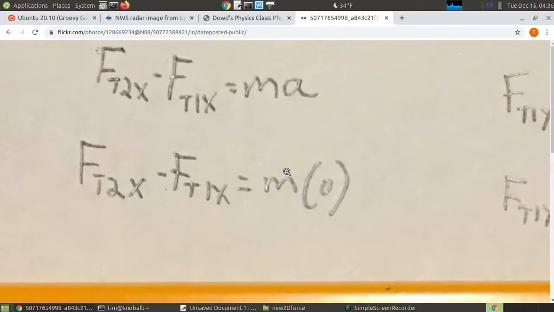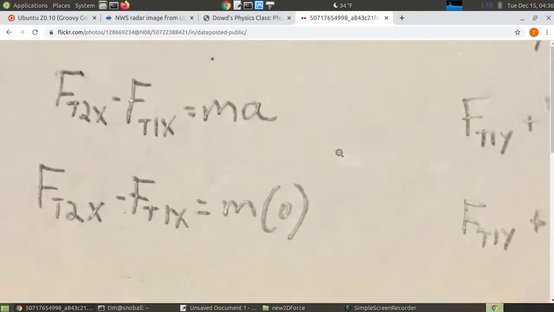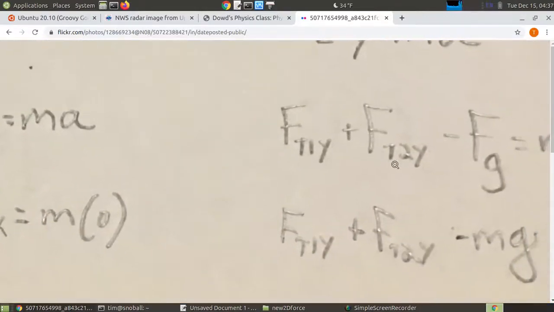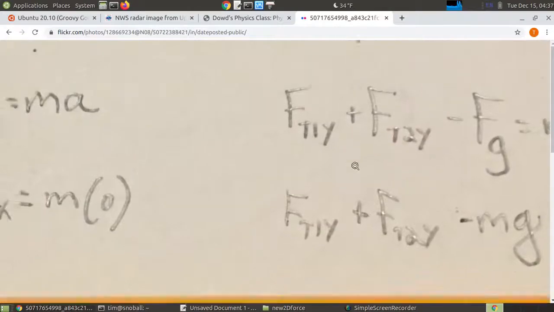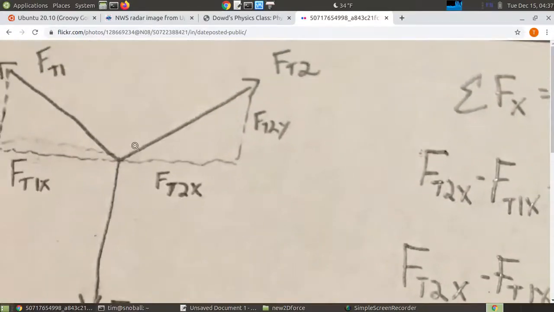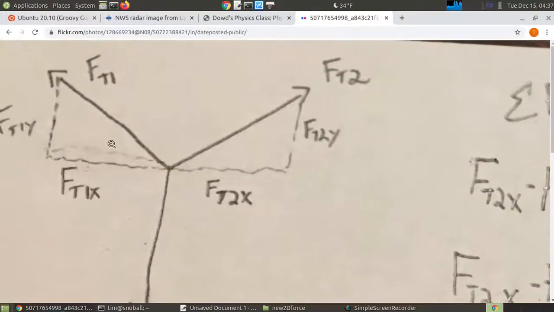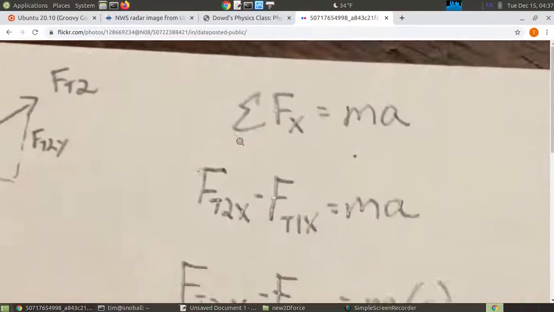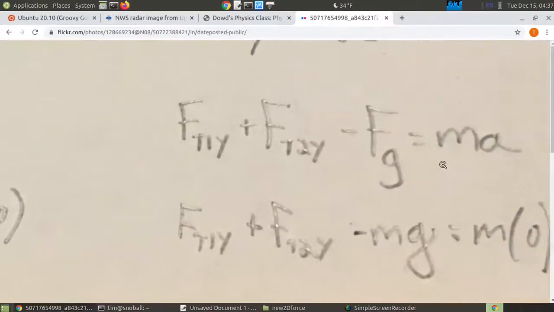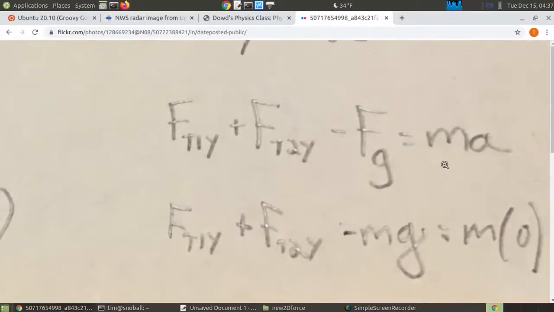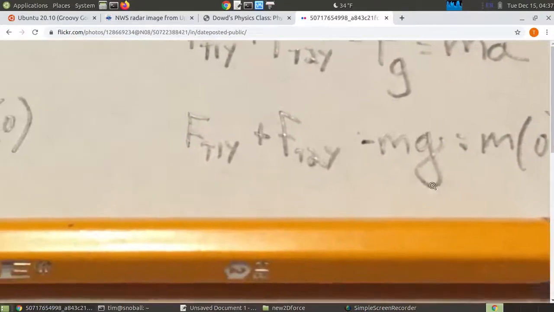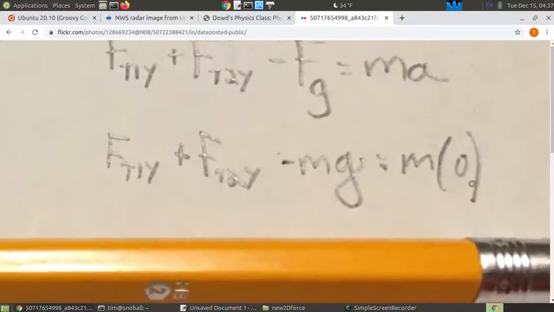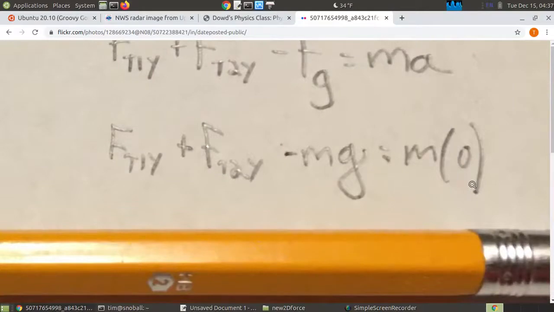Now you independently have to decide on the signs when you do sigma Fy. The two tension forces were in opposition before, because one was left and one was right. But in the y dimension, they're both up. So that's why I have Ft1y plus Ft2y. Gravity's down, so it's minus Fg. This is the equation for the force of gravity, mg. And again, we don't have any acceleration as the thing's hanging still.